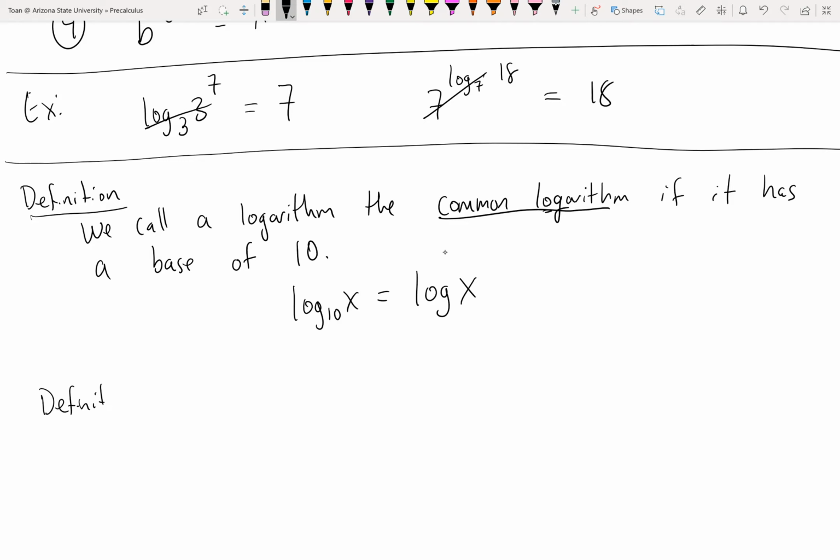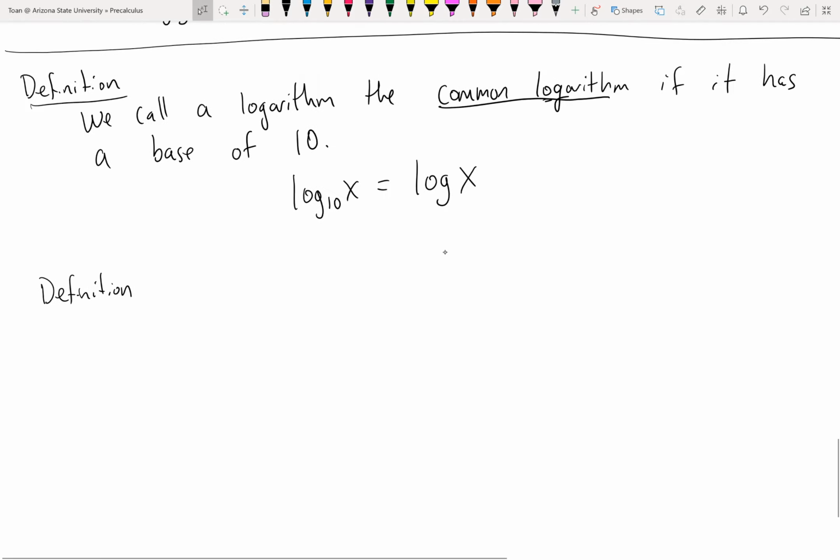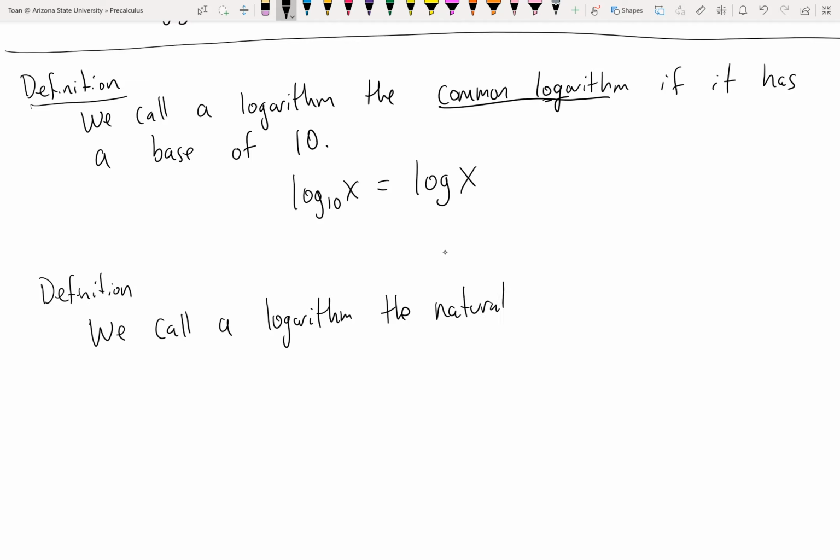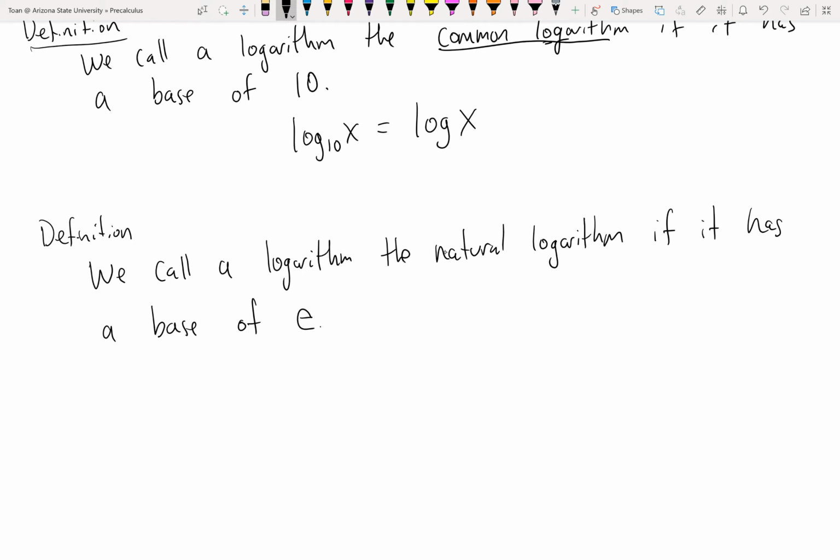Second definition, we call a logarithm the natural log if it has a base of Euler's number e. His special symbol, if your base is ever e, we use ln. ln stands for natural log. Right?